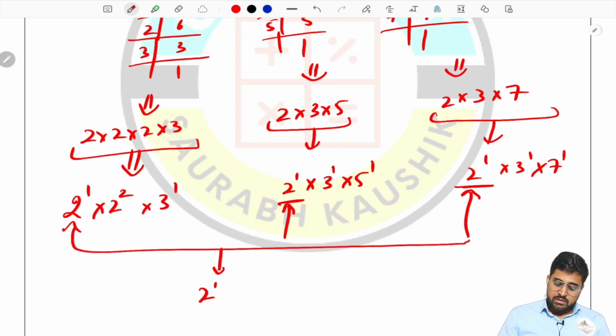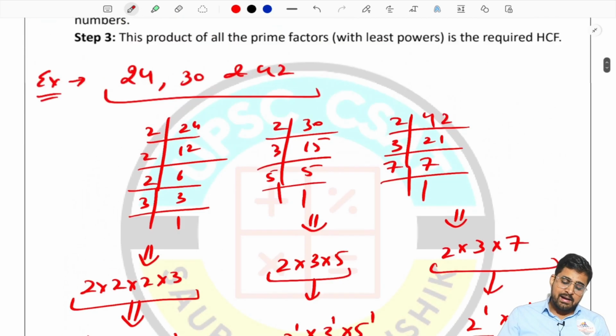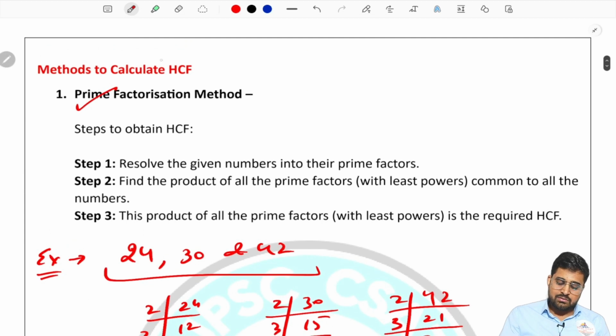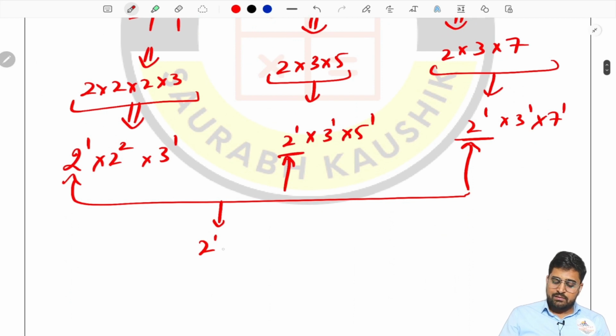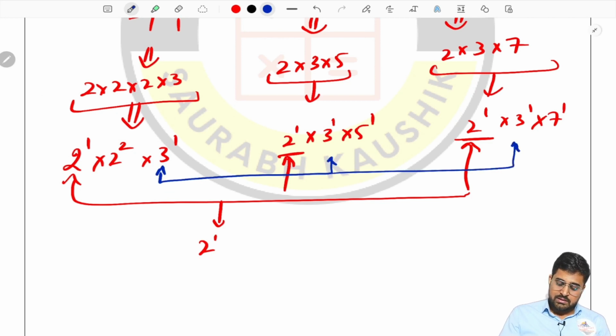Okay ji. Now what is the purpose, sir? Because we are trying to find out the highest common factor. Now we have 2 to the power 1. Here if we take out 3 to the power 1, 3 to the power 1, 3 to the power 1, let's write down 3 to the power 1. Now do you have any other? No, 5 is there only, not here.